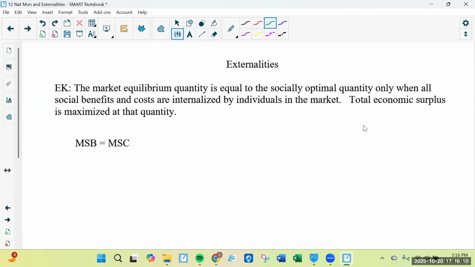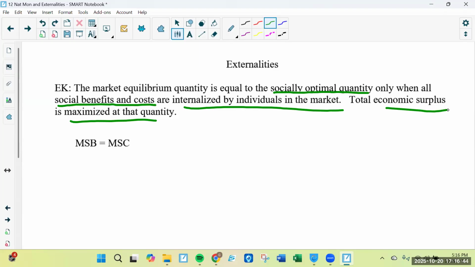The EK, essential knowledge that the College Board wants you to know, is that the market equilibrium quantity is equal to the socially optimal quantity only when all social benefits and costs are internalized by individuals in the market. In other words, when a third party is never affected. Then economic surplus is what we call maximized. Now, there's a lot of economic terms here that you're probably looking at and going, what the heck is he saying? Okay, well, we'll come back to this in just a second.